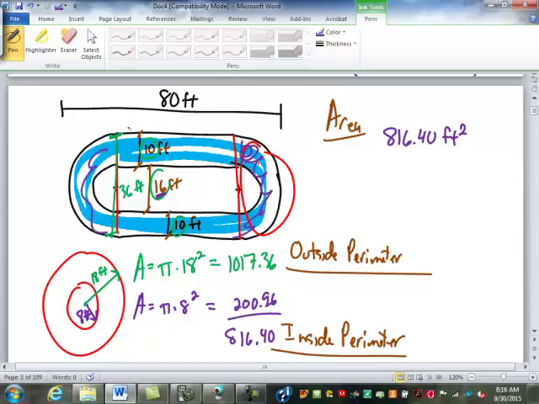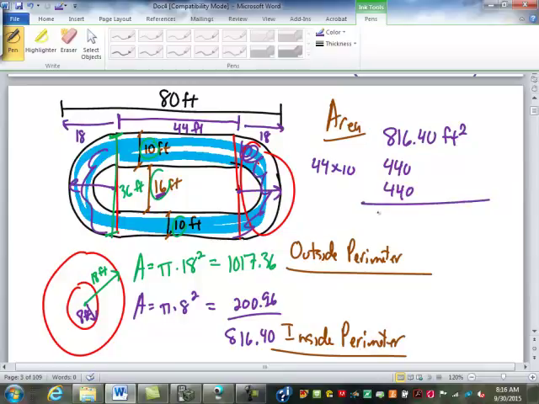That's these two parts. Now then this, how far is it from here to here? Well, this is 18, that's the radius. This is 18, that's the radius. So 80 minus 36 makes this 44 feet. See where that 44 came from? From here to here is one radius. From here to here is another radius. So that's 44 by 10, or 440. And of course, the other side's the same. So that is going to be 1696.40 square feet.